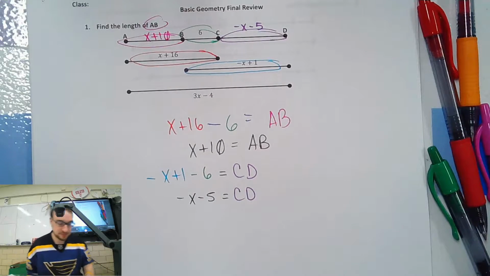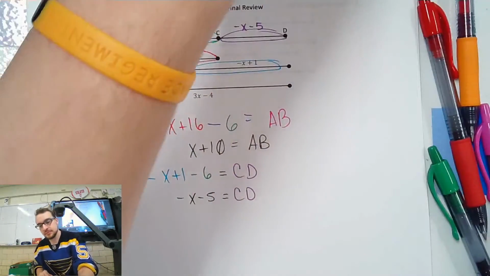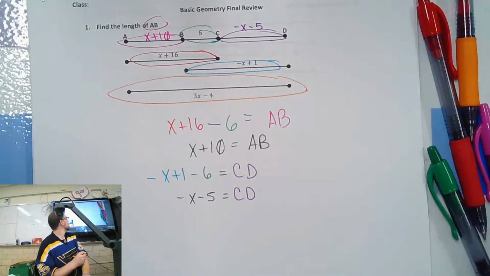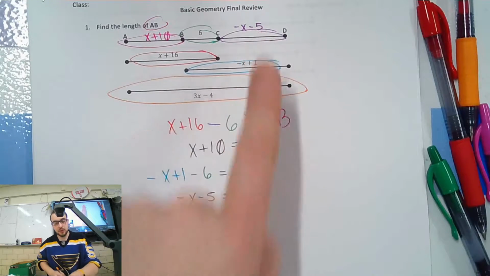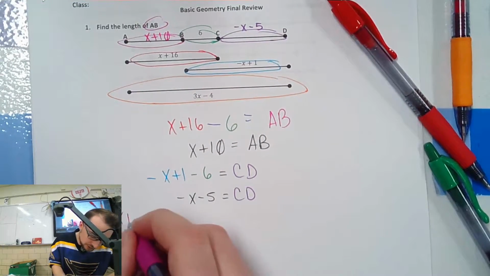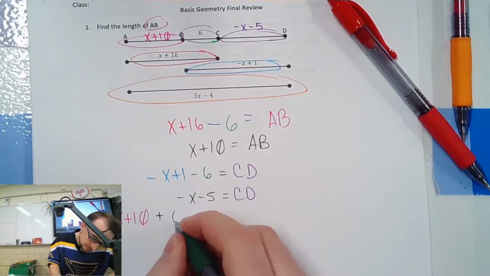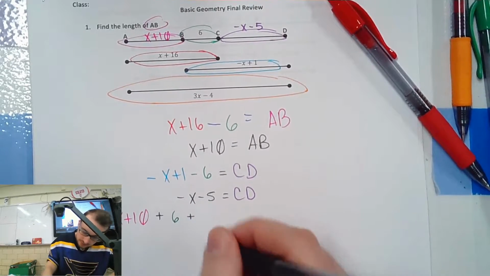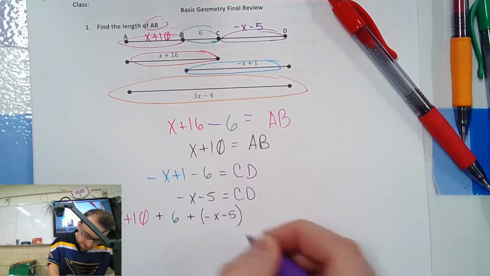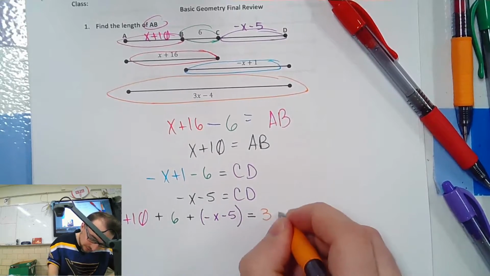Now that I've got that, I can say these 3 segments add up to the big one on the bottom. The big one. So pink, green, and purple are all going to add up to the orange. So I'm going to write that. Pink is x plus 10. Green is 6. And then I'm going to wrap this one in parentheses because it starts with a negative. Negative x minus 5. And that all equals the orange, 3x minus 4.